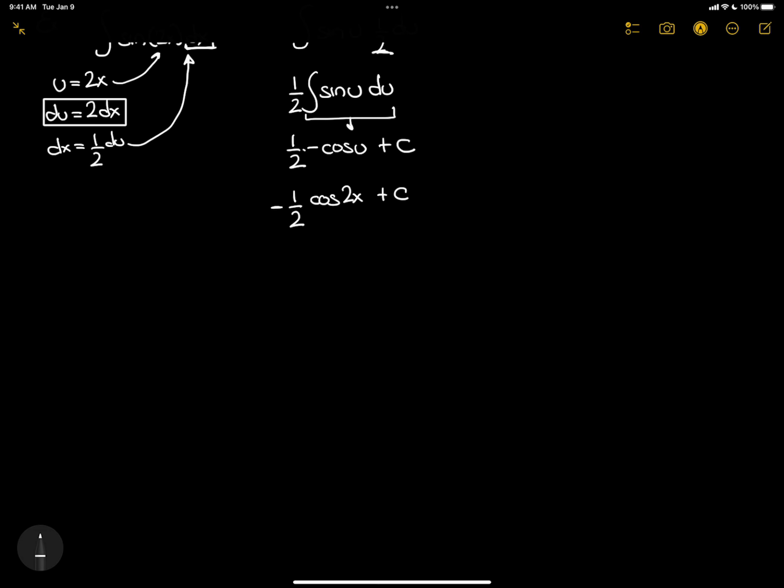To clean this up a little bit though, usually what you'll see in your textbook is they will clean this up by having the top term here and then just dividing it by that 2. Dividing by 2 here is the same thing as multiplying by 1/2. And don't forget your plus c at the end there. And that's your answer here.